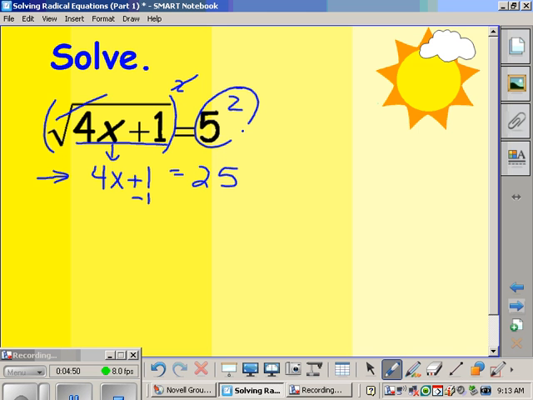So we're going to isolate the x by subtracting 1. That will leave us with 4x equals 24. Then we will divide by 4 and the value of x turns out to be 6.